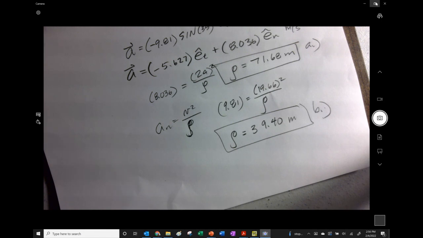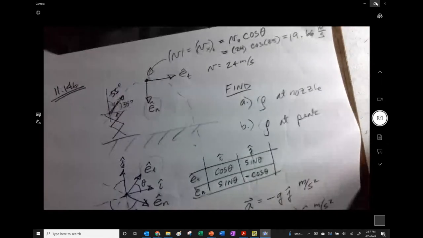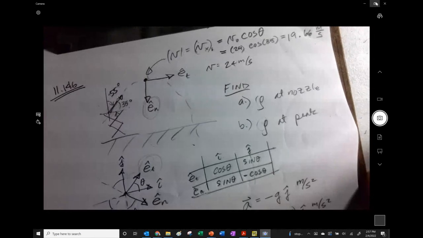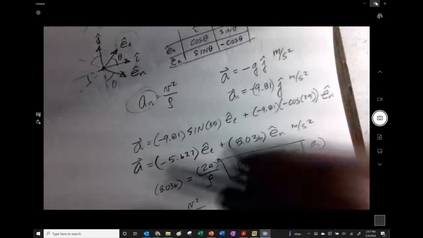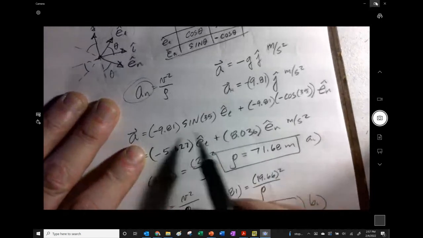I have a question. Yep. So the reason why our normal acceleration is just 9.81 is because we only have the y direction, correct? Whereas at the beginning we had an x and a y direction for the normal acceleration. Yep. Okay. Thank you.